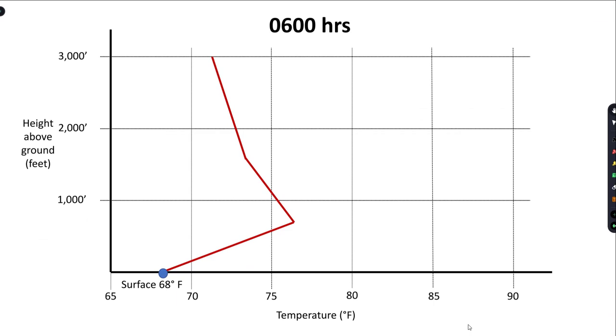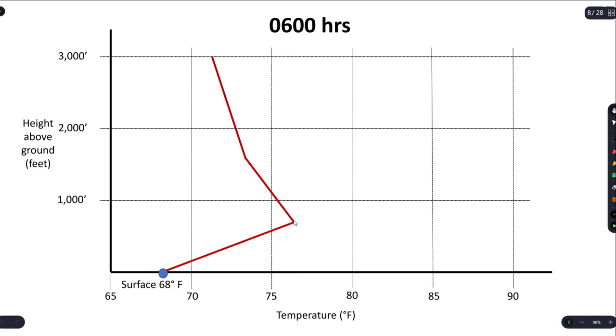And why is this important, or how does this tie into what mixing height actually is? Okay, so let's say that I launch a weather balloon. And that weather balloon measures a temperature at the surface of 68 degrees. But as the weather balloon goes up with height, it measures a temperature that increases until 750 feet above the surface. The temperature at the surface was 68 degrees. The temperature here is roughly 76 or 77 degrees.